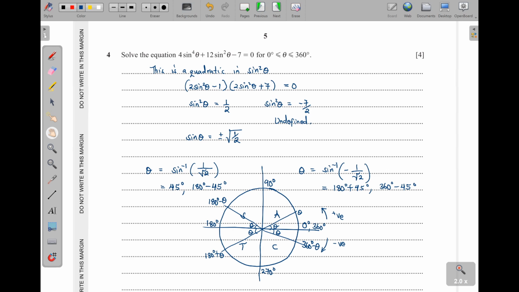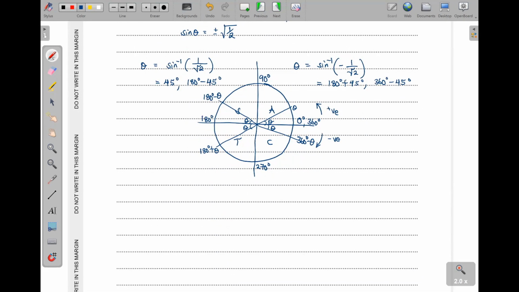So altogether, we shall get our answers as we have 45 degrees. We have 180 minus 45. That one will give us 135 degrees. Then 180 plus 45, that one will give us 225. Then 360 minus 45, that will give us 315. So these are the four answers that we are supposed to get here.